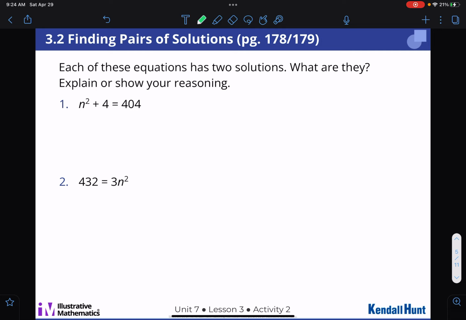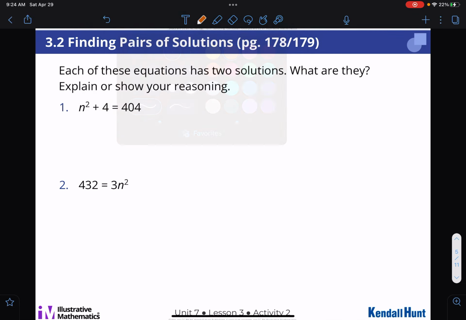Okay, so we've got n squared plus 4 is equal to 404. So some number squared plus 4 is going to give me 404. So what does that n squared need to equal? Well, if I just move this 4 over to the other side, I get n squared equals 400. Okay, so something squared is equal to 400. So what number times itself is equal to 400?